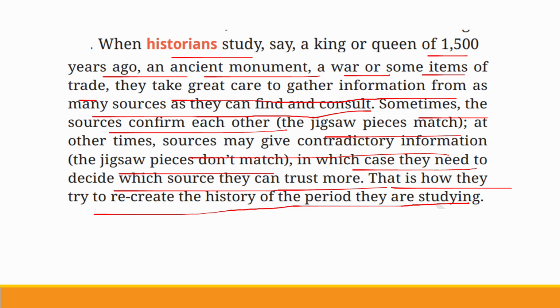So, historians collect information from so many sources. Sometimes the sources confirm each other. That means they provide consistent information on a particular topic or event. But sometimes the sources may give contradictory information. Contradictory information refers to the information that is inconsistent or in opposition to each other. In such cases, the historians have to find which source they can trust more. That is how they try to recreate the history of the period they are studying.